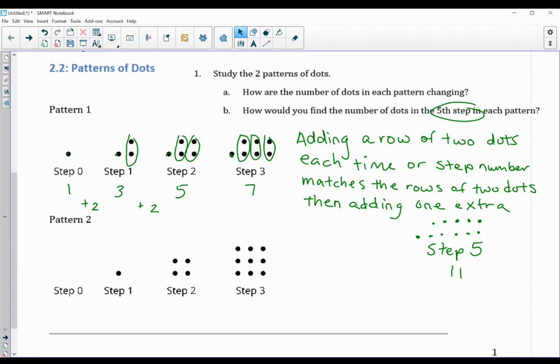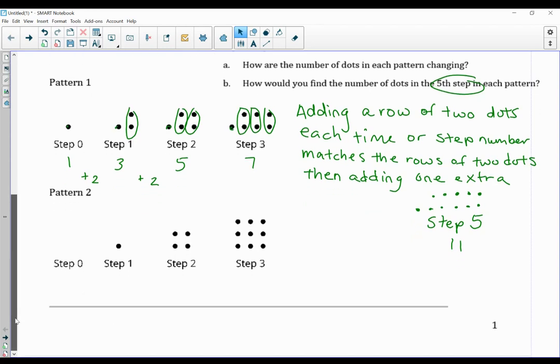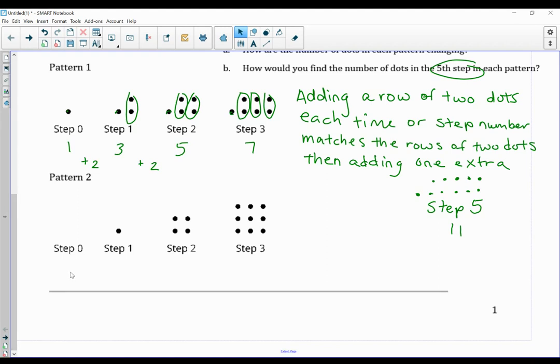That seems correct because from here I can see that it's going up 2 each time. So that means at step 4 it should have been 9, and therefore at step 5 it should be 11. So that seems correct. So for pattern 2, I go from 0, 1, 4, 9. Immediately I see something interesting, but I'll come back to that.